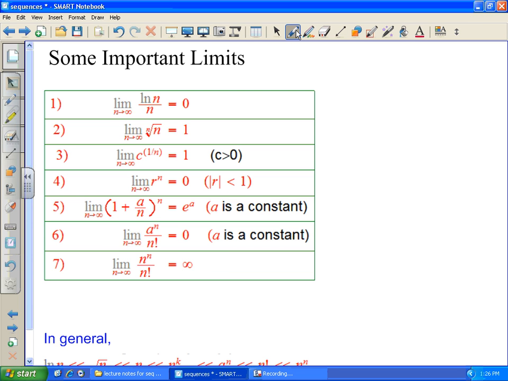So just read the question carefully. If the question states to prove something or to show that, then I'm really looking for the long method. You shouldn't then refer to the shortcut rules. If it didn't say that, then you can come back and refer to some of these important limits.